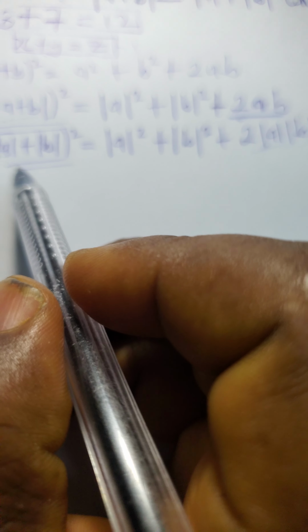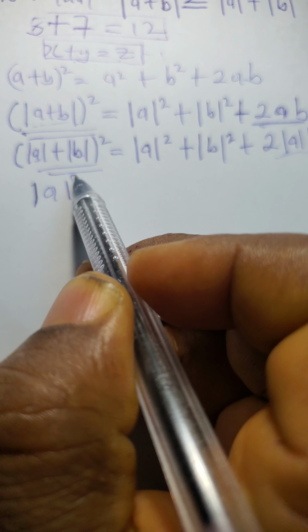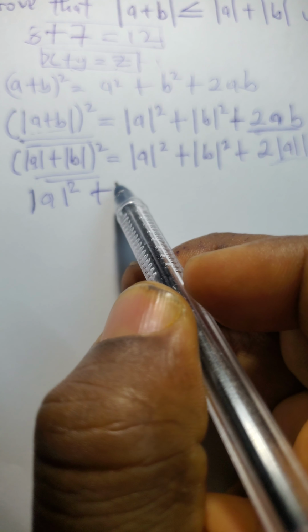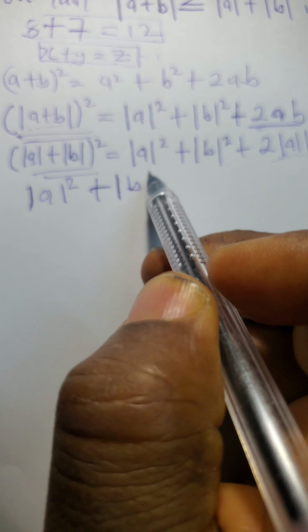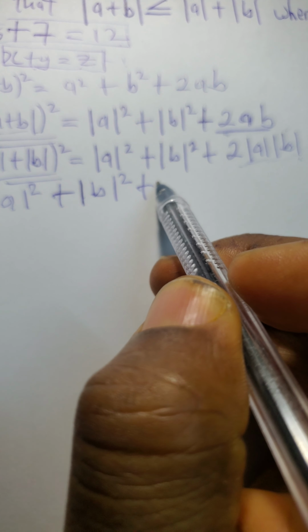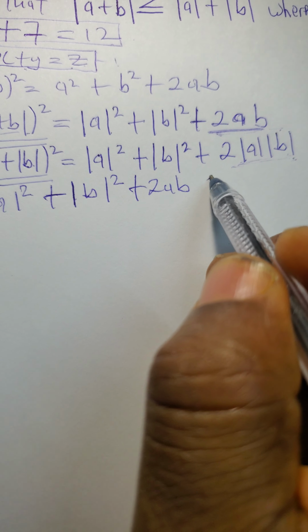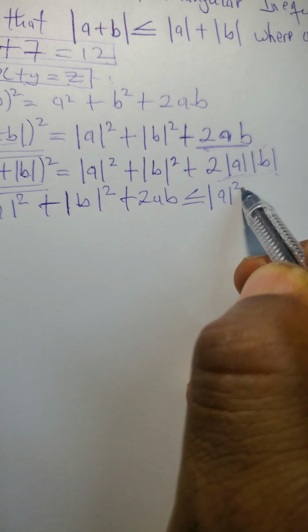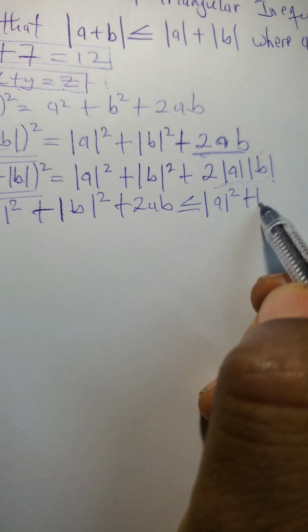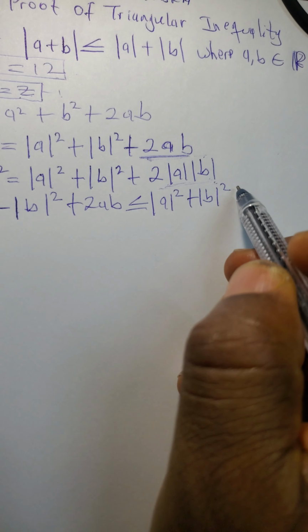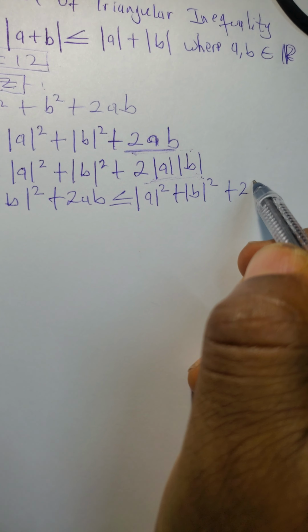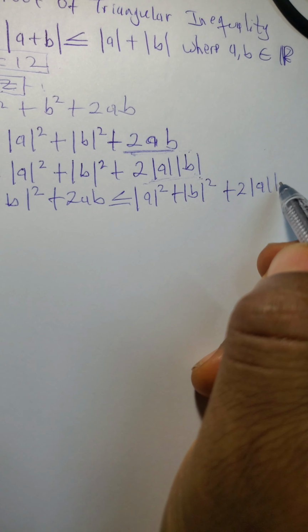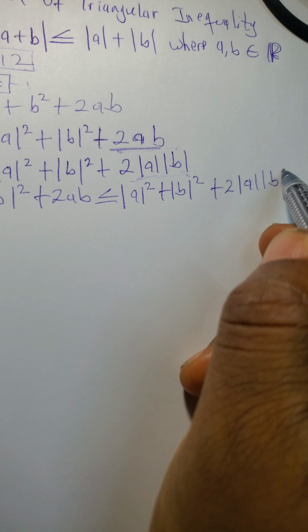So what I'm going to write now, like I said, we are going to have something like absolute value of a square plus absolute value of b square plus 2ab will be less than or equal to absolute value of a square plus absolute value of b square plus 2 times absolute value of a times absolute value of b.